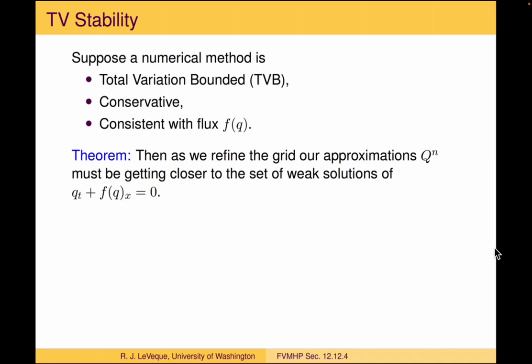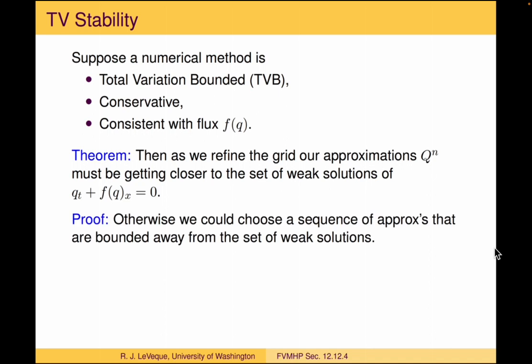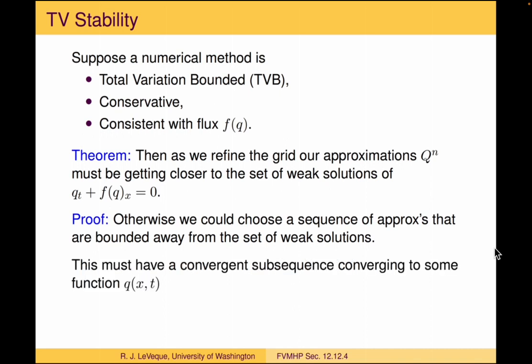And again, I won't go through the proof in detail, but the basic idea is that if this weren't true, then you could choose a sequence of approximations as you refine the grid that are not converging to a weak solution, meaning that they're all bounded away from the set of weak solutions by some positive constants. No matter how small you make delta t and delta x, you're always some distance away from the set of weak solutions. But if you can do that, and if you can keep doing that as you reduce delta t and delta x, then that gives you an infinite sequence of functions. And because they have bounded total variation, that infinite sequence of functions lives in this compact space, so we know it has to have a convergent subsequence.